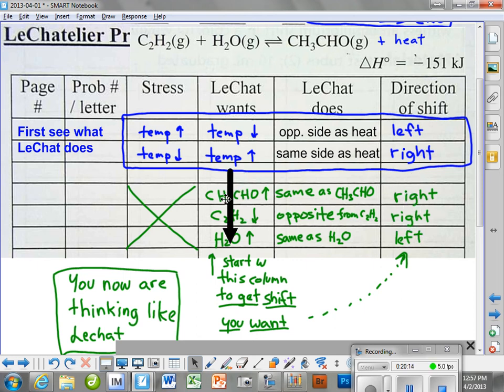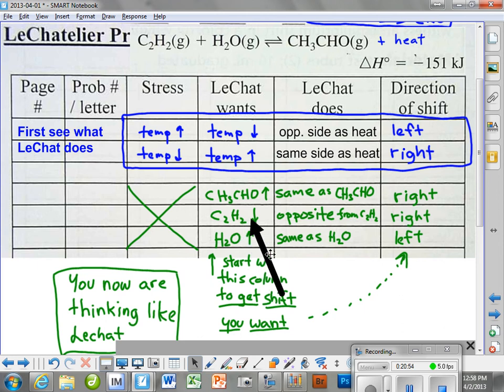So when I want water to be increased, I'm going to think like Le Chat in the green here, and I'm going to increase the water. And to increase water, I got to go to the same side that the water is on. Now let me turn this arrow upside down, and I'll point to where water is. See, here he is on the left-hand side. So with water on the left side, the same means left. So I want a left shift. How am I going to get a left shift? Temperature up. And I've just answered this question.